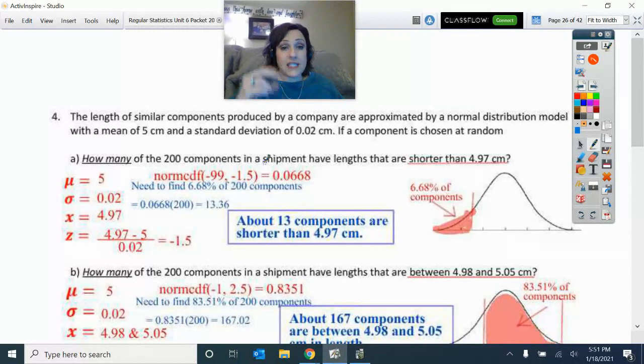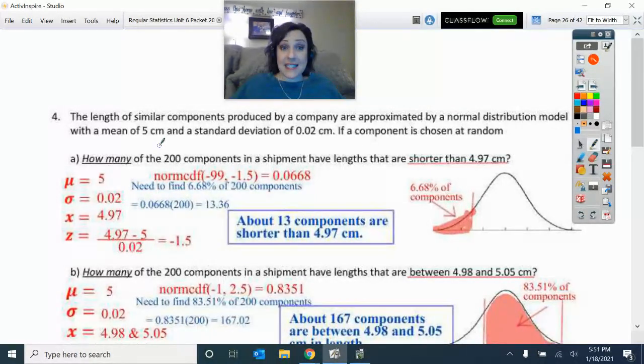So this is a two-step problem, where you not only determine the percent of items, but then you multiply by how many there are to find out how many items fall in that category.